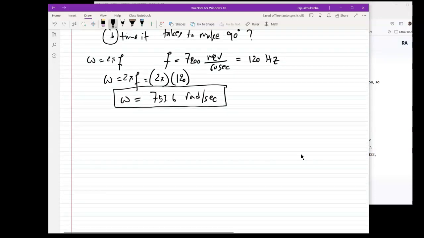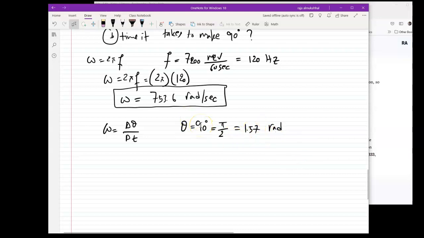So let me see how it works. Basically, we can say that omega is delta theta over delta t. And of course here, remember, theta is always in radians. So we have theta is 90 degrees. I need to convert it to radians, so that will make it pi over 2. I hope you know how to do that. And that's equal to 1.57 radians. So 1.57 corresponds to a 90-degree angle.